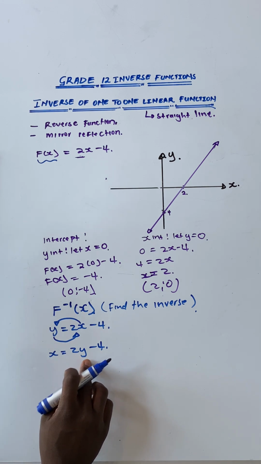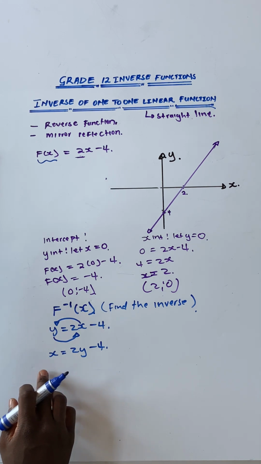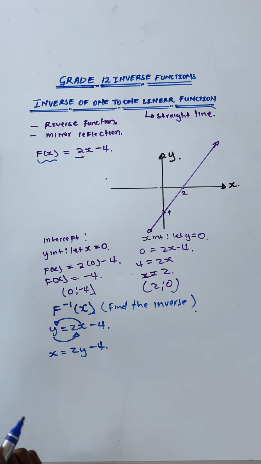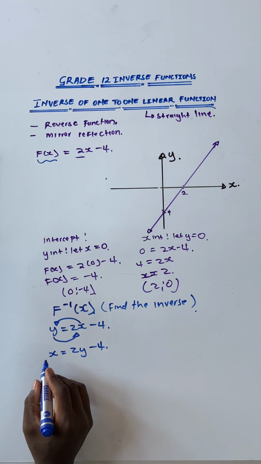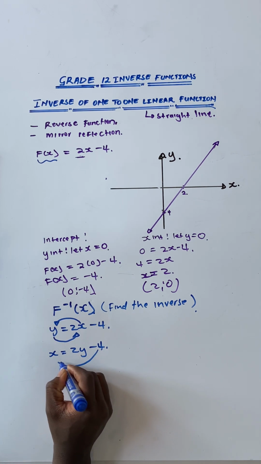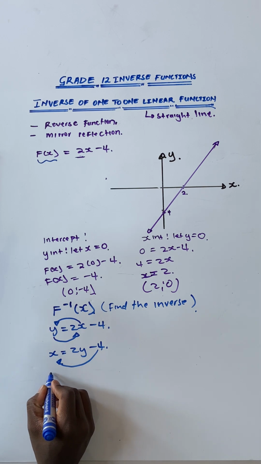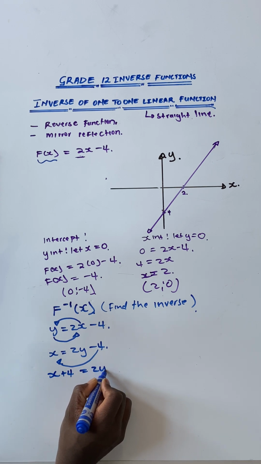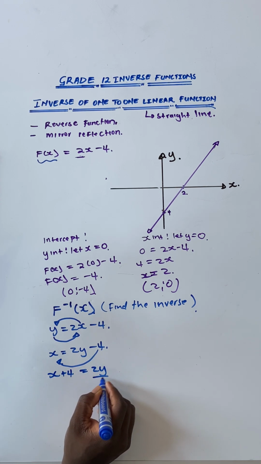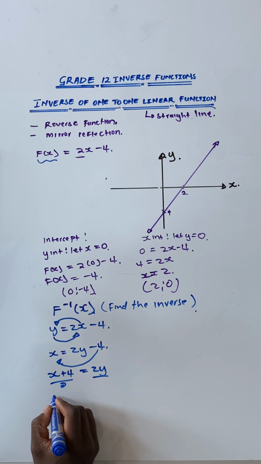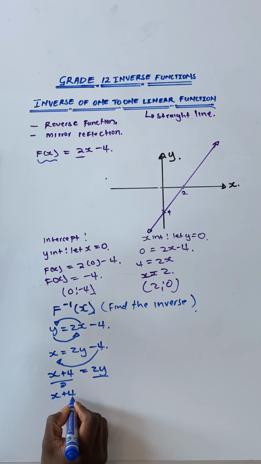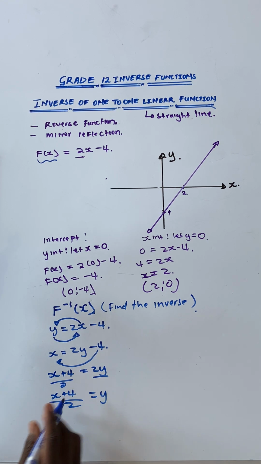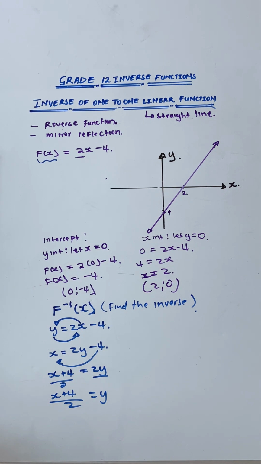Now we need to make y the subject of the formula. So how do we do that? We need to take 4 to this side, so x plus 4 will be equal to 2y. Now we need to divide both sides by 2, so x plus 4 over 2 will be equal to y. Then this is your inverse function.